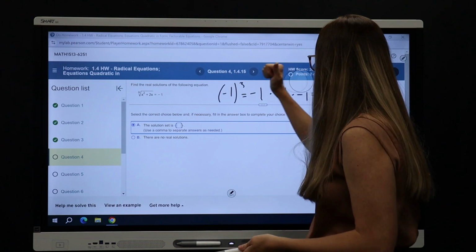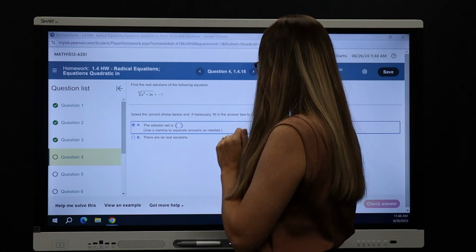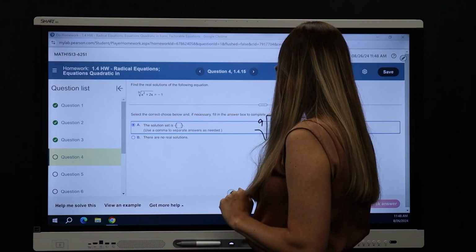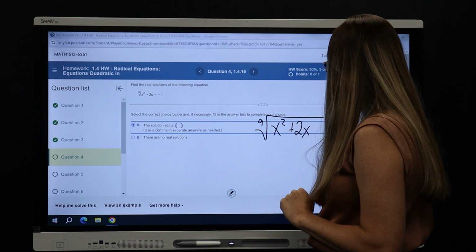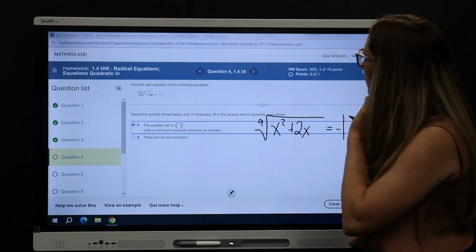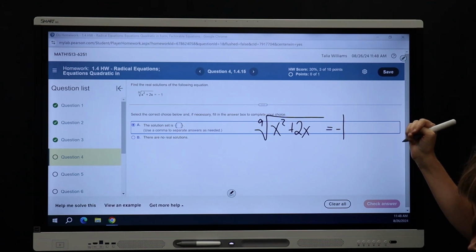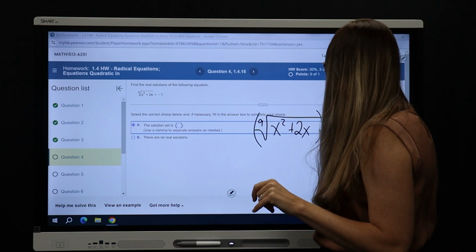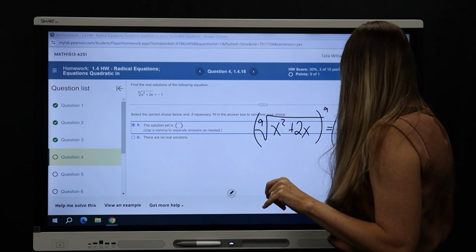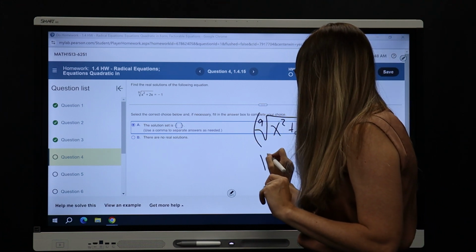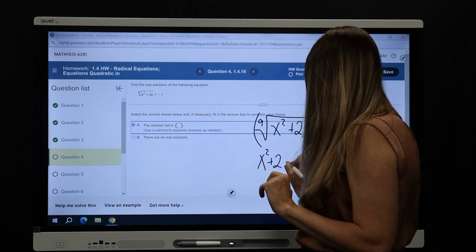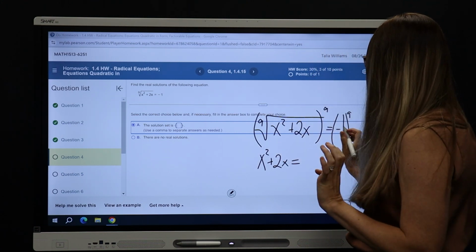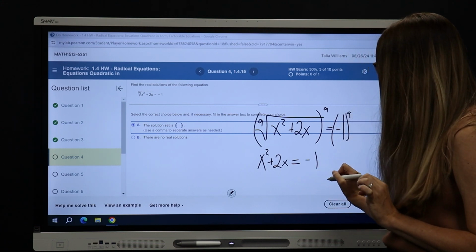So let's go ahead and work this out. So we're going to have the 9th root of x squared plus 2x equals negative 1. So the first thing we do is get rid of our radical. So the opposite of a 9th root would be to raise that to the 9th power. So we're going to raise both sides to the 9th power. So this is going to be x squared plus 2x equals negative 1 times negative 1 times negative 1, and so on. It's still going to be 1, and since it's odd, it's going to be negative 1.